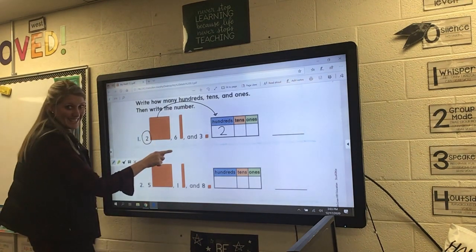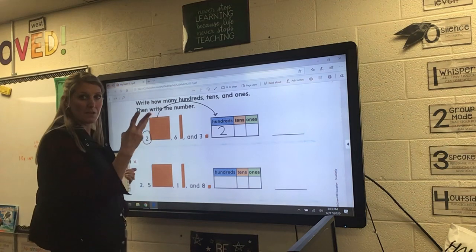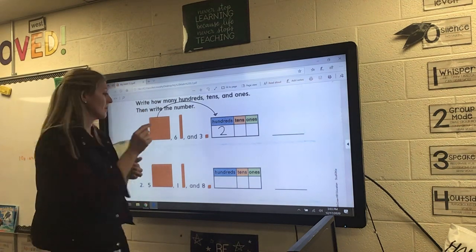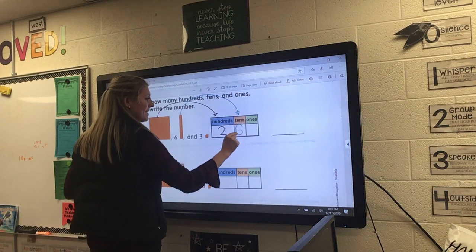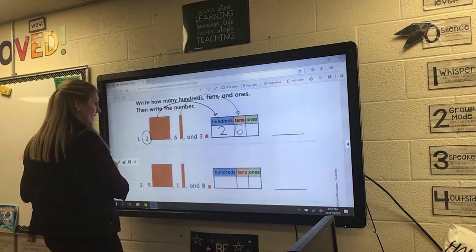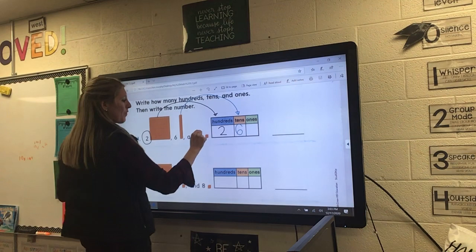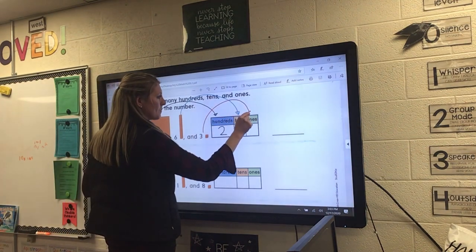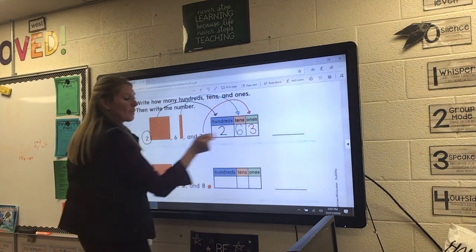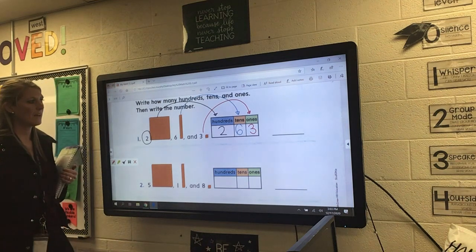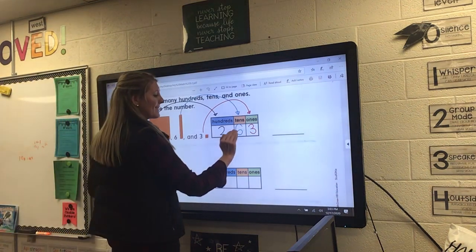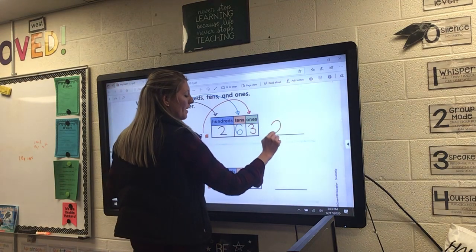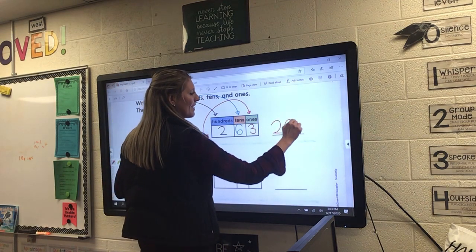There's 6 sticks, and that's 6 tens. So 10, 20, 30, 40, 50, 60. So that number is gonna go in the tens. There are 6 tens. And lastly, there is 3 little ones or 3 cubes. So that would go over here in the ones column. So we would read this number as 263.